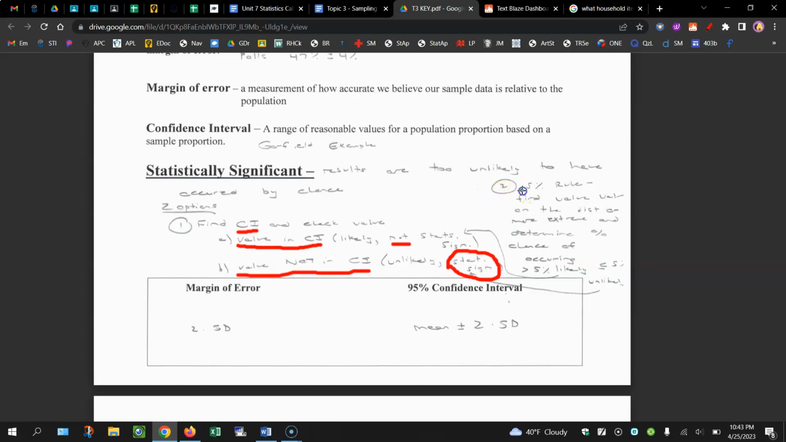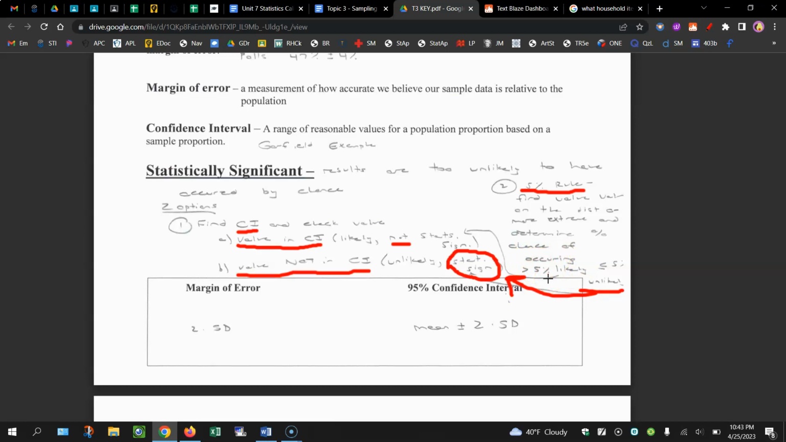The other way is to do what's called the 5% rule. Basically, if something happens less than 5% of the time, we say it's unlikely. And if something occurs more than 5% of the time, that it's likely. Unlikely corresponds with it being statistically significant. And if it happens more than 5% of the time, we say that that's likely and that's not statistically significant.